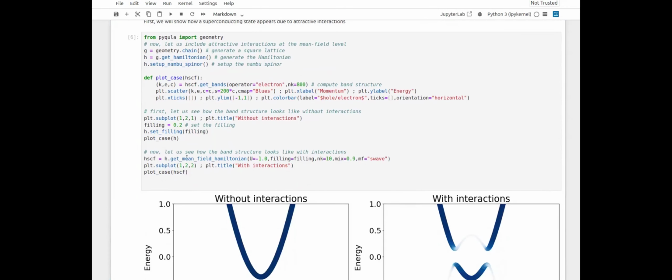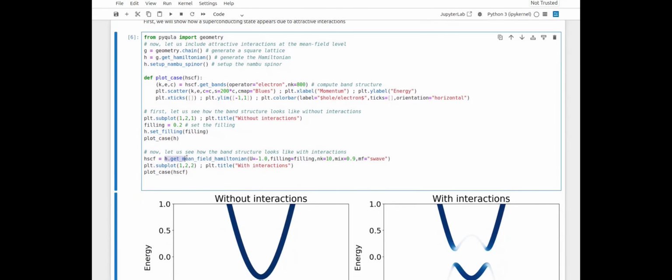Okay, let's continue with the next case, which is an S-wave superconducting state driven by attractive interactions. So far, we have added superconductivity by hand in the Hamiltonian, meaning that we were starting with the result of a mean field calculation. Now we are going to do this mean field calculation. The whole idea is that we are going to take a Hamiltonian for a one-dimensional chain, set up the Nambu spinor, and then do a self-consistent calculation with attractive interactions.